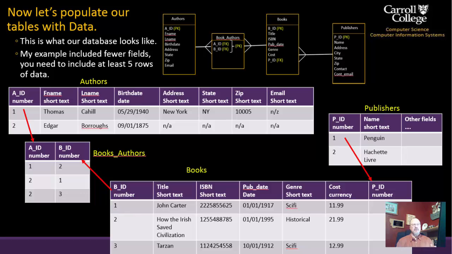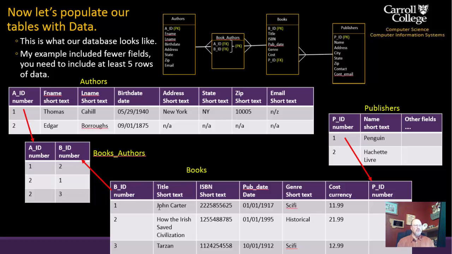Now let's populate these tables. If we look at authors, books, and publishers, I went ahead and set up 1 and 2. That's AID. Now the number and short text, those are field types. Those are data types. So you need to make sure that when you design your database, you include those types of fields in your schema or design of your database. So I have F name and L name, and I've just filled in some of this information.